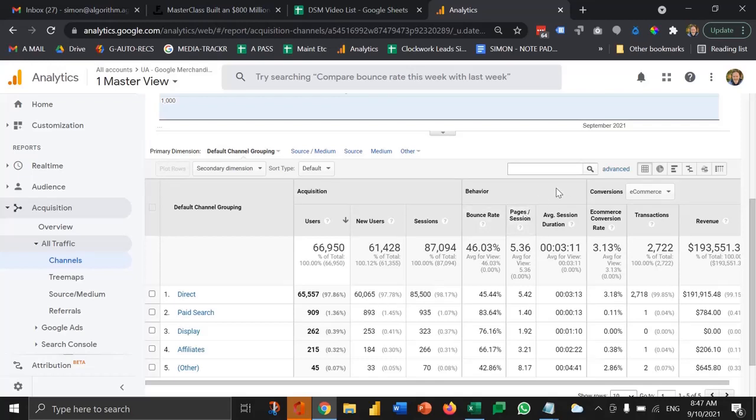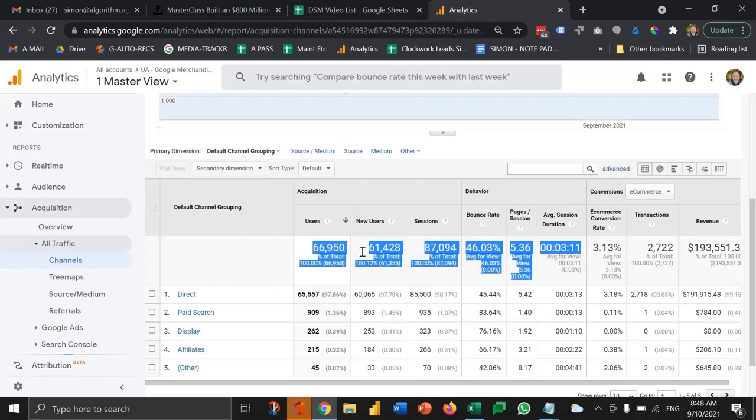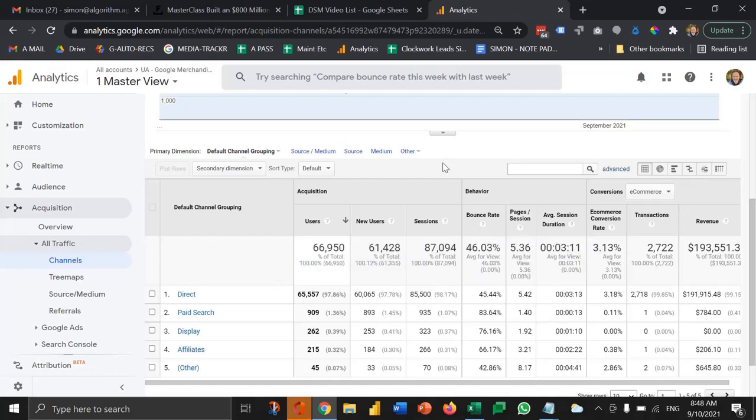The next one is average session duration. So this is telling us that on average, people spent 3 minutes and 11 seconds in their session duration whilst consuming an average of 5.36 sessions. So underneath here, you'll then see that those metrics get aggregated at the top level across all of the channels. And then more usefully, down below, it gives you those metrics split out by the different sources of traffic.